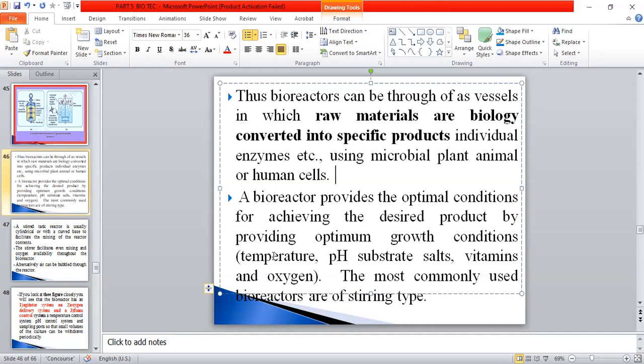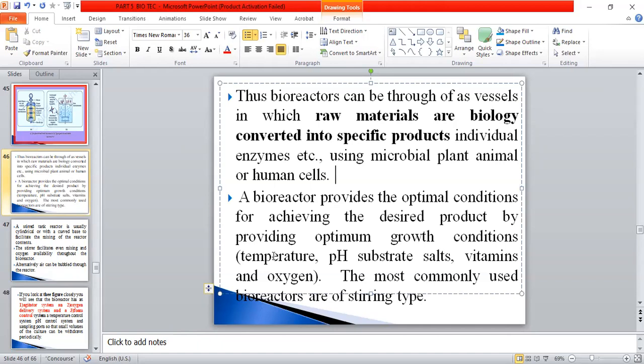And also the most commonly used bioreactor is of the stirring type. Stirring type, what does that mean? You have to mix properly all the substrate used by the microorganism. Suppose in the tank we introduce the substrate, it may settle down, so you will not get the proper result. So it will be continuously mixed with the stirrer. Okay, so this is common.